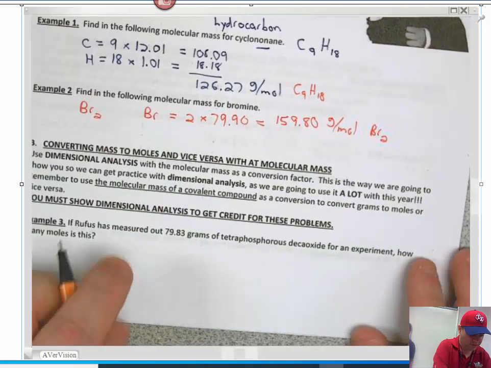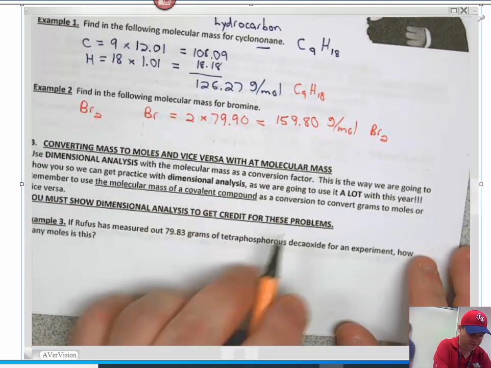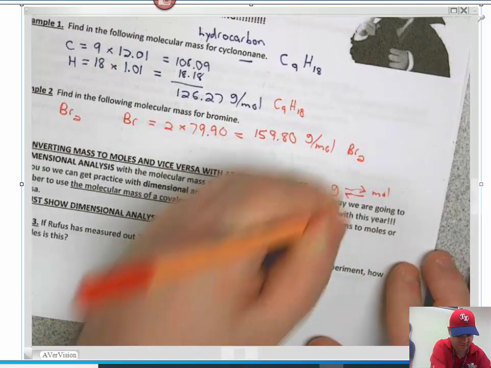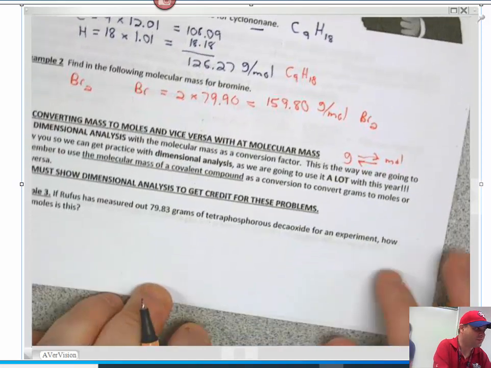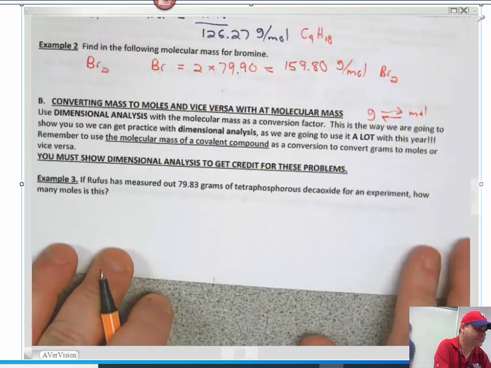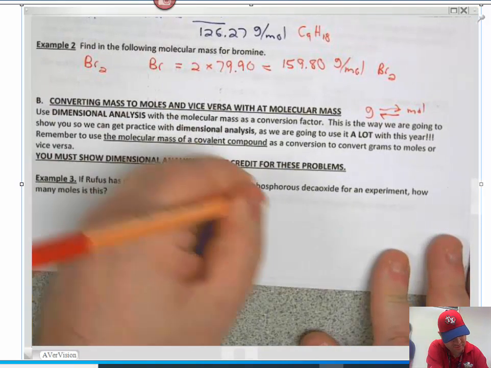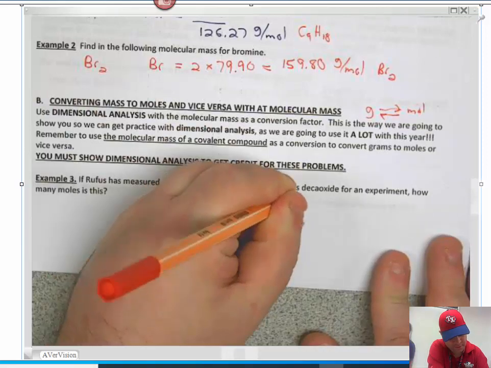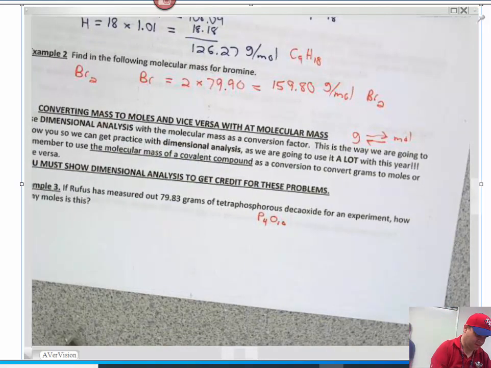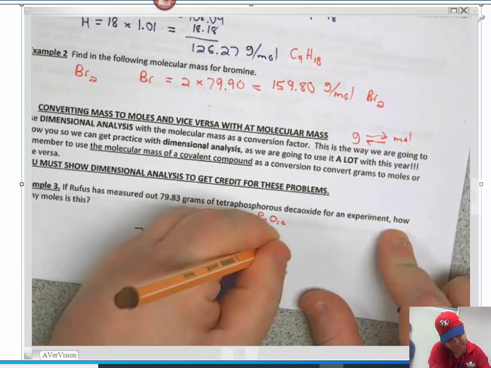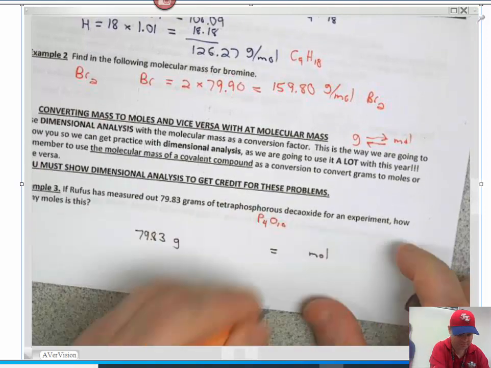Okay. Converting mass to moles and vice versa using the molar mass. Here we're going from grams to moles or vice versa, right? You have to use the molar mass. For example, Rufus measured out 79.83 grams of tetraphosphorus decaoxide for an experiment. How many moles is this? Tetraphosphorus decaoxide is P4O10. We are starting off with 79.83 grams of that. We are trying to find the moles.